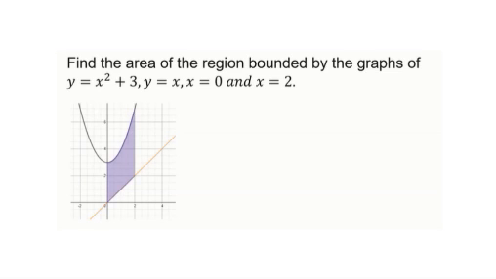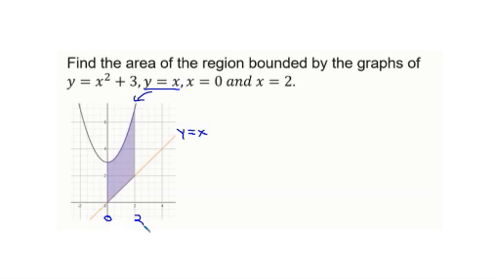Find the area of the region bounded by the graphs of y equals x squared plus 3, that's our parabola that's been moved up 3 units, the line y equals x, here's our line y equals x, and two vertical lines at 0 and 2. So the shading is correct on this problem. The shaded area is what we're looking at.